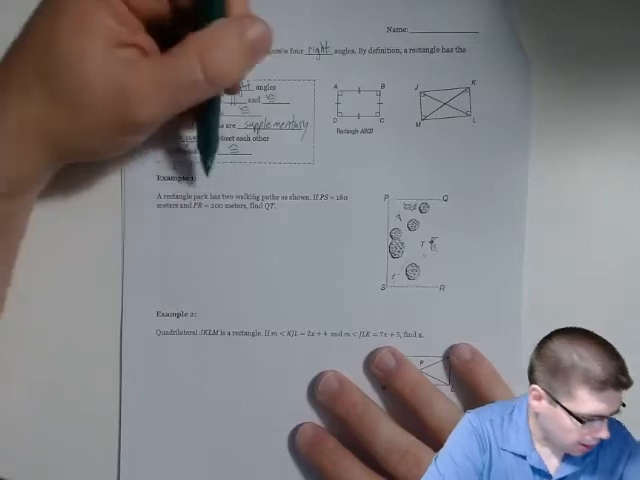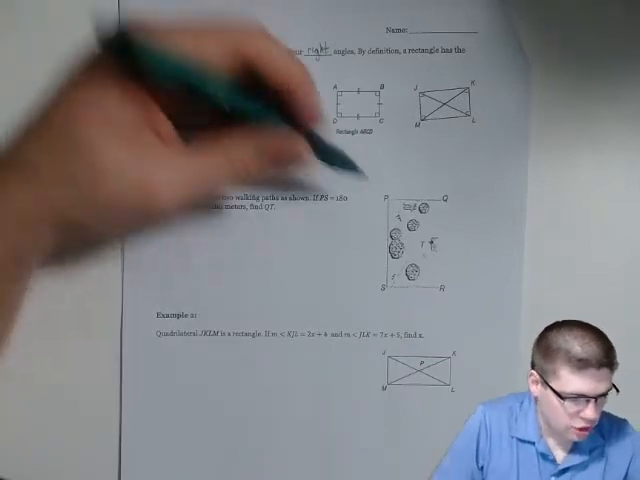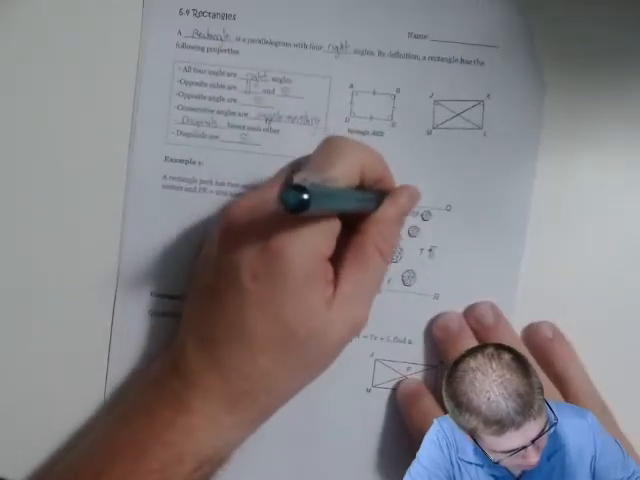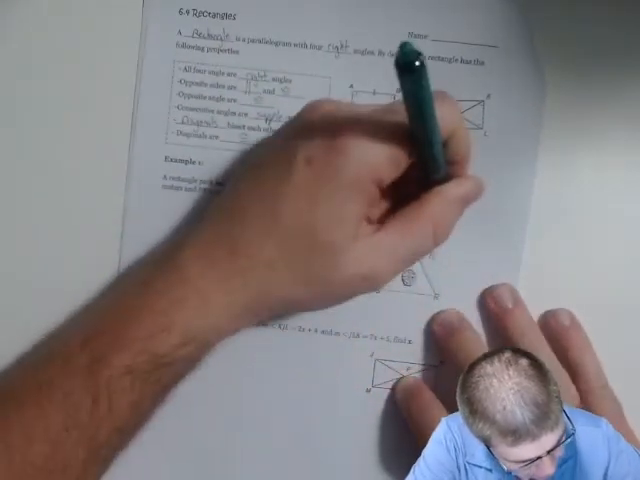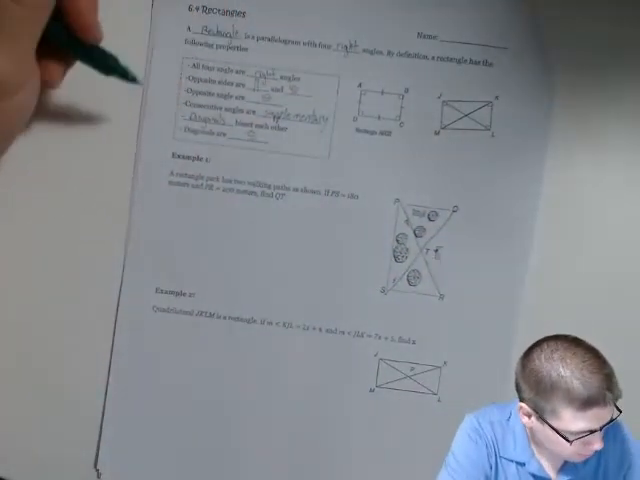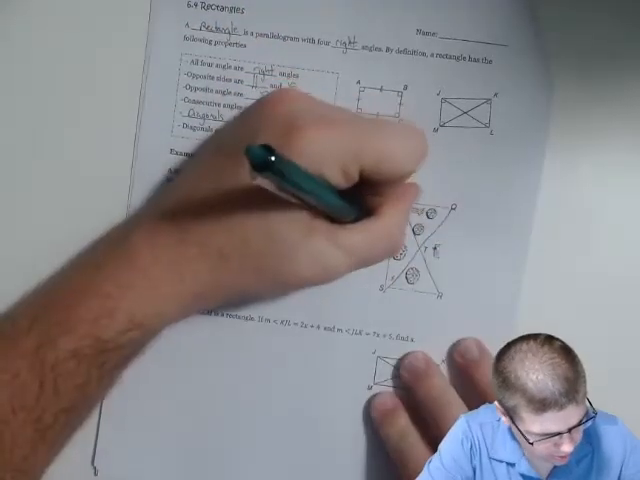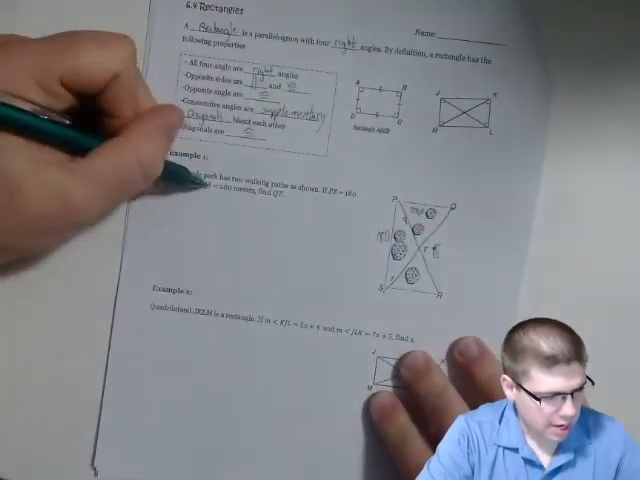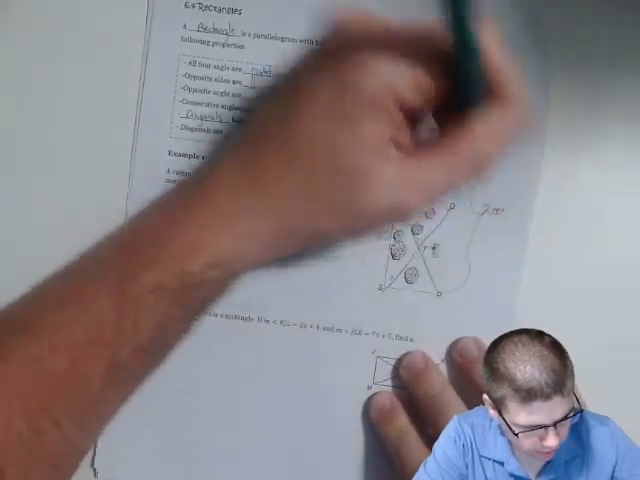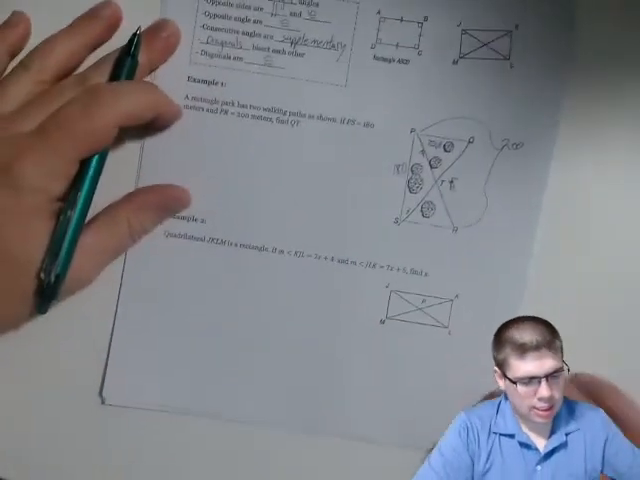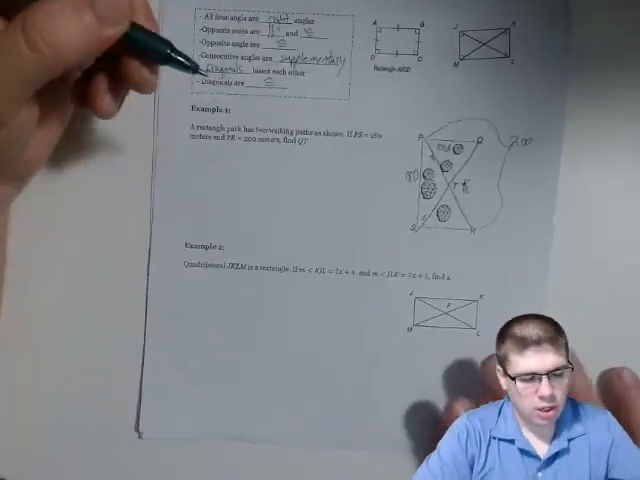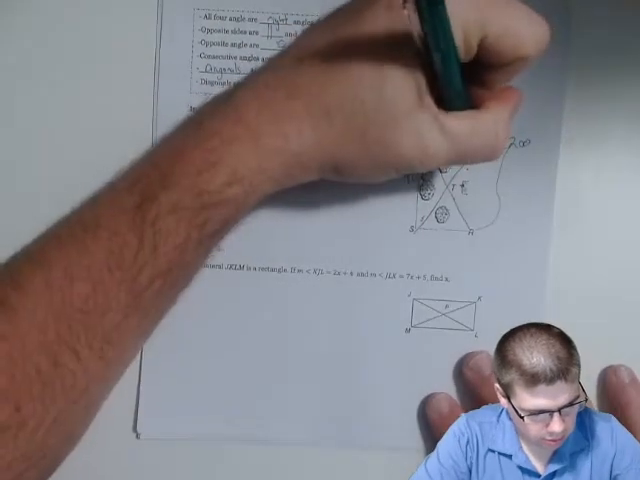A rectangular park has 2 walking paths as shown. So we got like crisscrossed paths here. You may not be able to see it super well, but we got crisscross paths going on. PS is 180, so they tell us this is 180 meters, and PR is 200 meters. So this distance here is 200 meters. Find QT. So we can use one property that's new here.